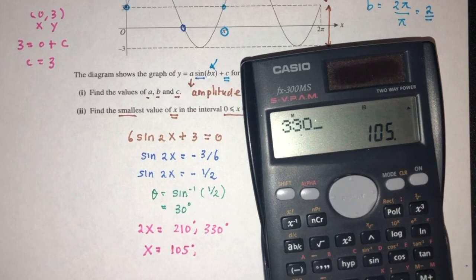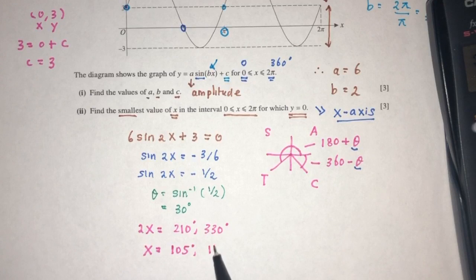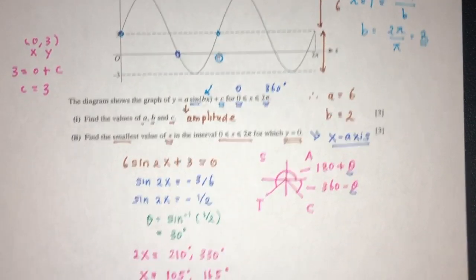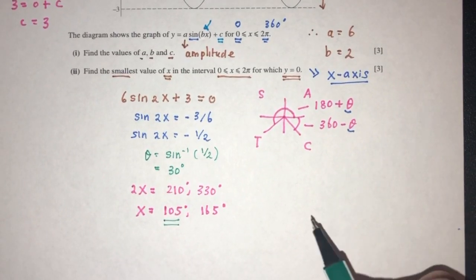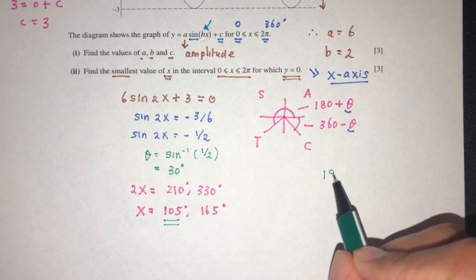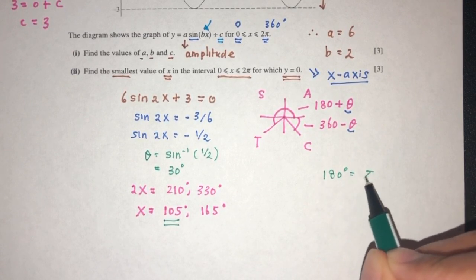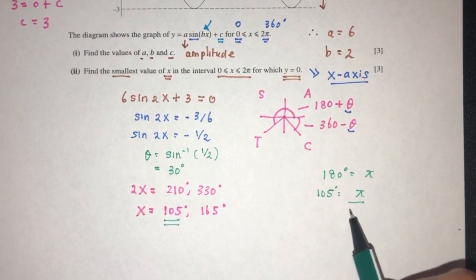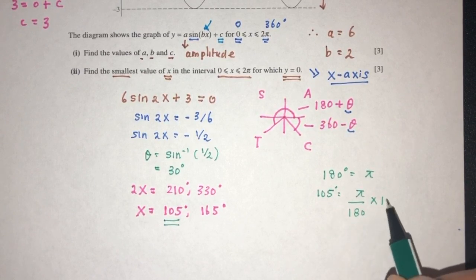And then 330 divided by 2, that should be 165. So obviously we'll take the smallest value of x, which is this one, 105 degrees. But I think here we have it in terms of radians, so we have to convert degrees to radians. Pretty easy, because we know that 180 degrees is equal to pi radians. So what is 105 degrees? Pretty easy, that will be pi divided by 180 times 105.